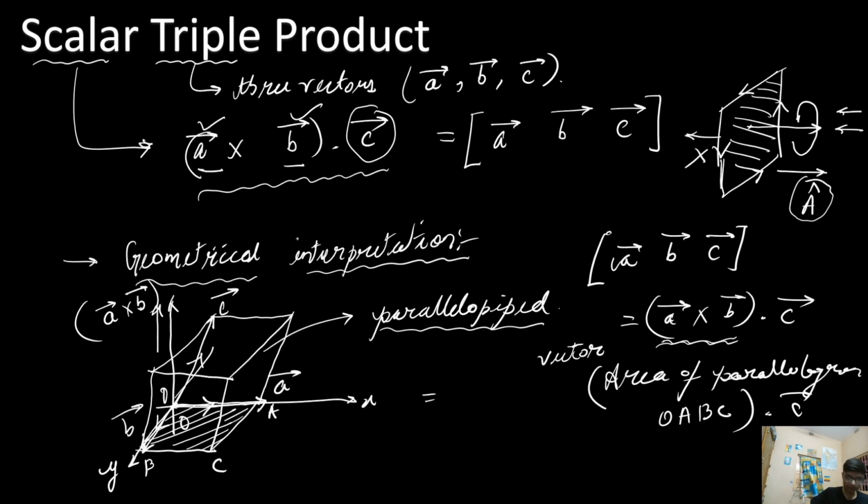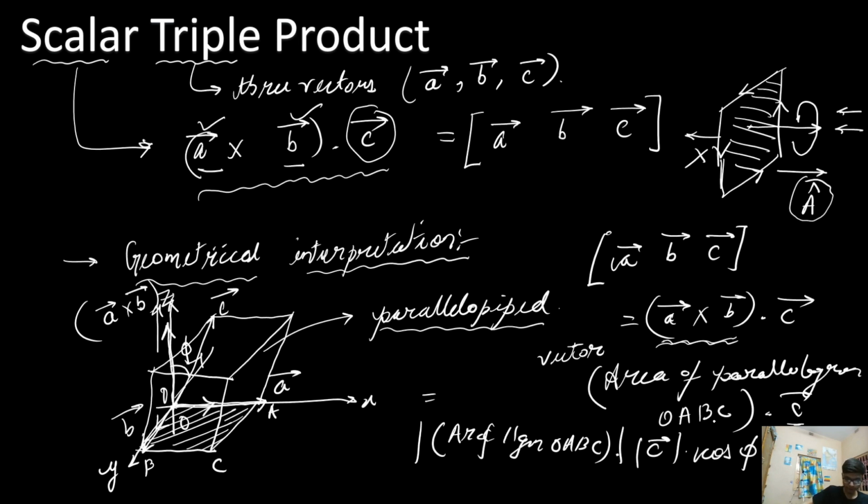So what we get as the result is basically the area, and the cross product will be lying in this particular direction. If this particular angle, the angle between the z axis and the C vector, is represented as phi, then I can simplify this result as the area of the parallelogram OABC, that is, the modulus of the area of parallelogram OABC into the modulus of the C vector into cos of phi.